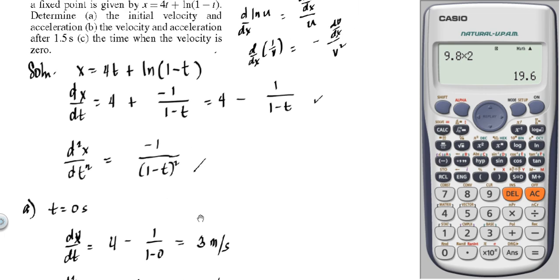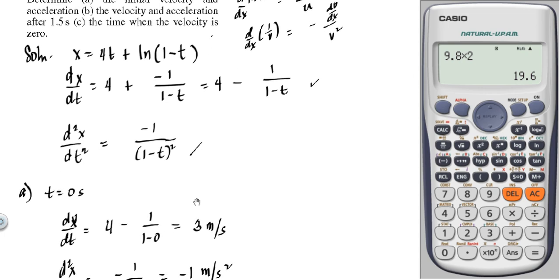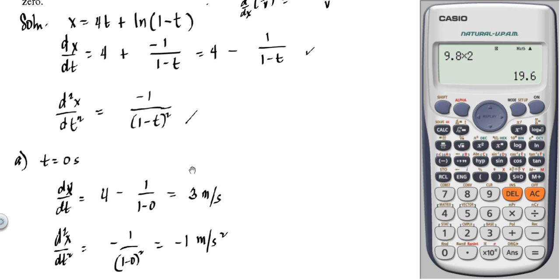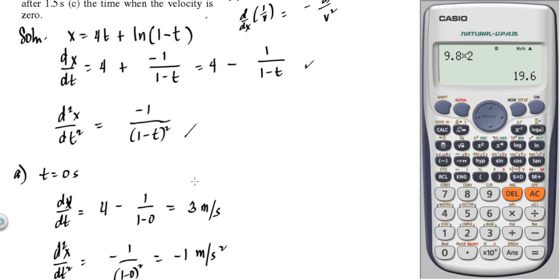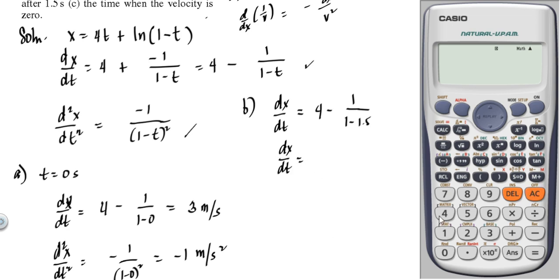How about letter B? What is the question here? Velocity and acceleration after 1.5. So it's the same. For B, it is dx over dt. It's no longer 0 now, our t is 1.5. So 4 minus 1 over 1 minus 1.5. Equals, we have 4 minus 1 over 1 minus 1.5 equals 6 meters per second.